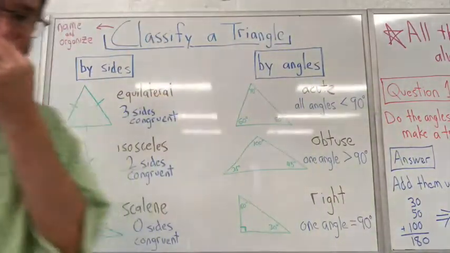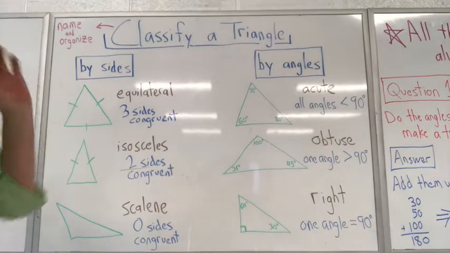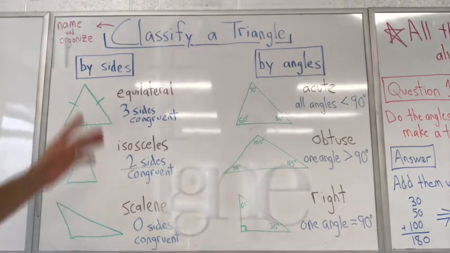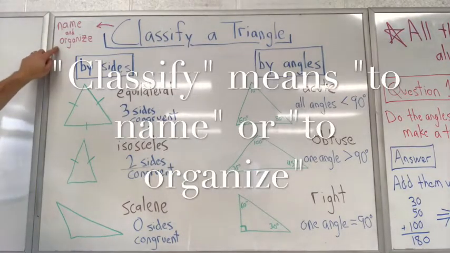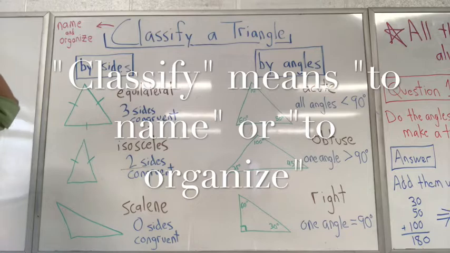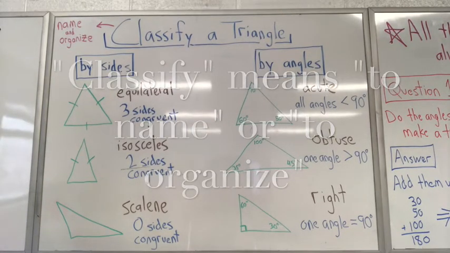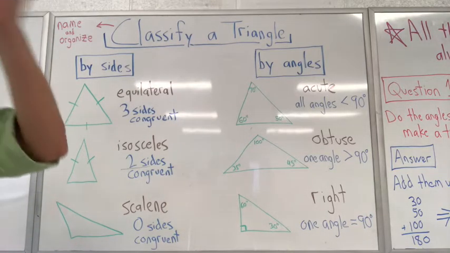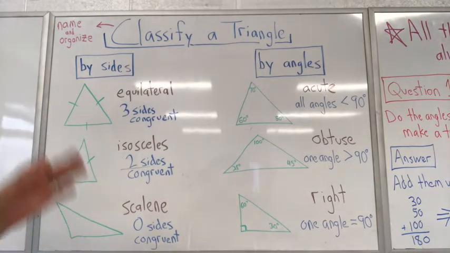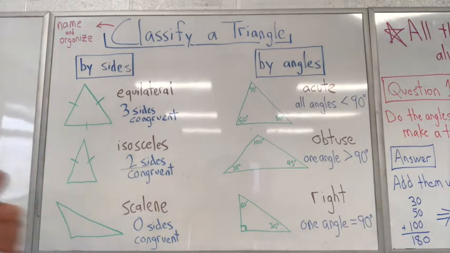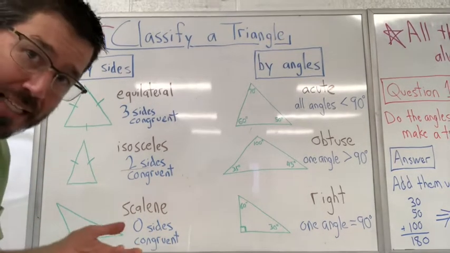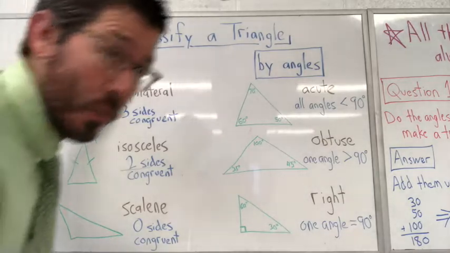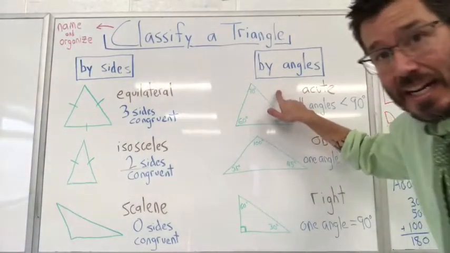All right, so here we go. We are going to classify a triangle. To classify means to name and organize, all right? You might know that word from biology if you've ever talked about classifying life forms like animals or whatever. You might know it from somewhere else, but anyway, we're gonna classify these triangles. We're gonna name and organize. We can classify a triangle in 2 ways. We can classify it by sides. We can also classify it by angles.